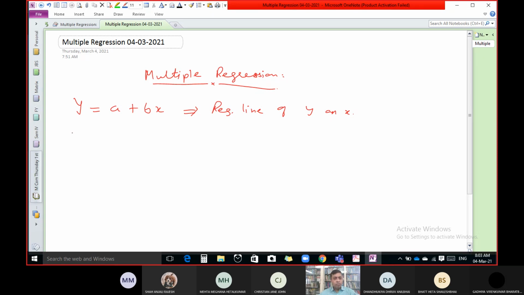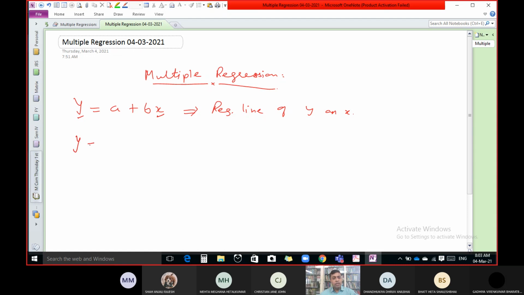Now if there are more than two variables, then how to estimate? That is what we have to study in this particular topic, multiple regression. According to the syllabus of our MCOM, we have to study multiple regression for three variables instead of these two variables. Out of the three variables, two are independent variables and the third variable depends on those two variables.